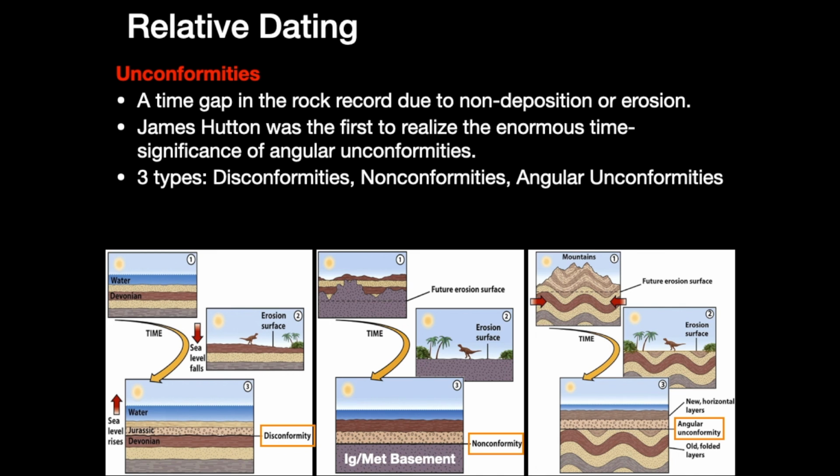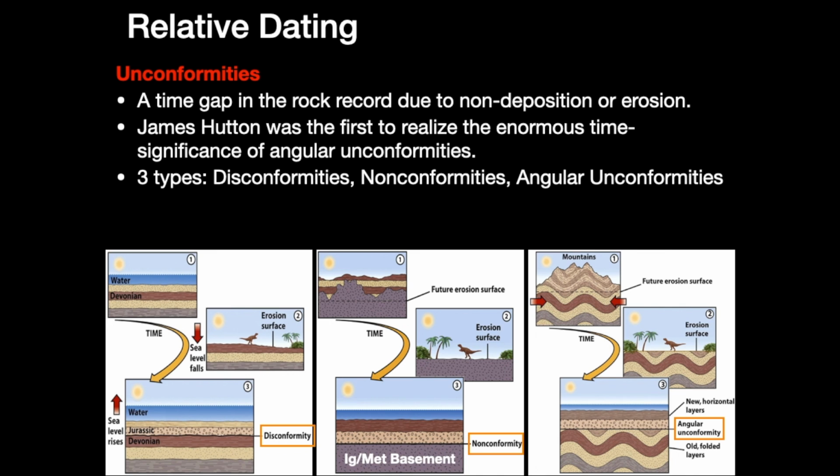So in a disconformity, we had water there. It deposited layer after layer after layer. The earth rose or the sea level fell. Either way, when there was no water, stuff started eroding away. So now we're missing some of that Devonian rock there. And then later, water inundates again, and we put a new layer down. So there's a gap there, and we know it.